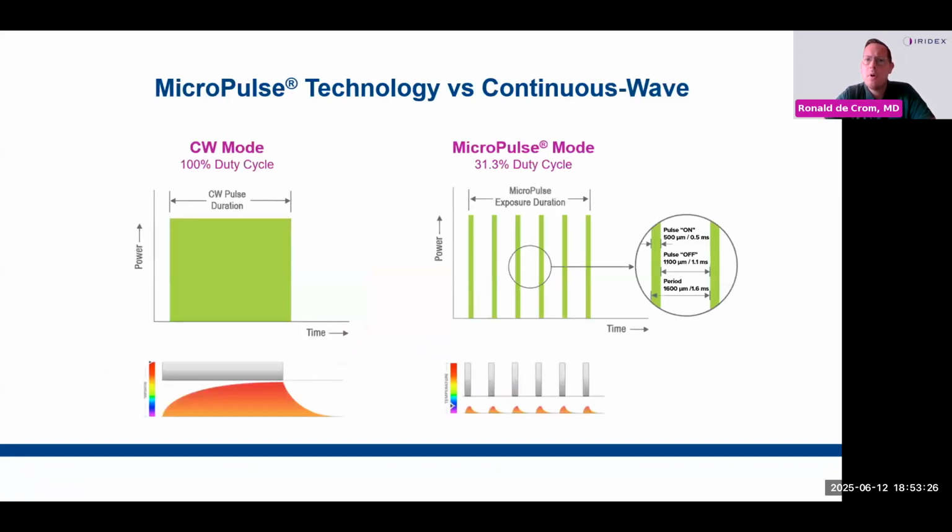Now, the continuous wave mode is standardized with an energy delivery in which the laser energy is delivered in a continuous wave. If we compare that with the micropulse mode, the laser energy is delivered on the ocular tissue with intervals. So one third of the time, the laser energy is applied to the ocular tissue, and two thirds of the time, there is a pause of energy.